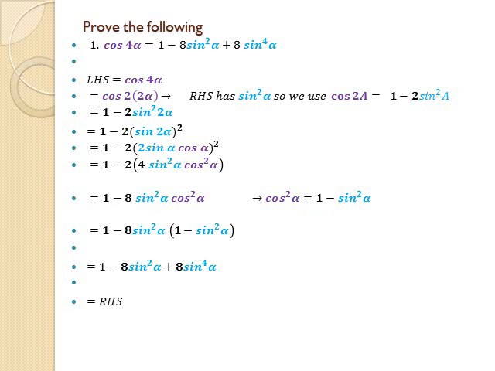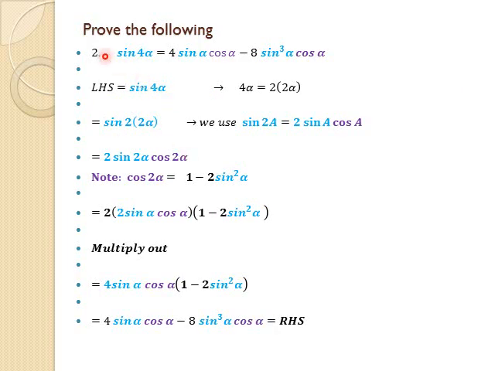Next problem. Alright, so number 2. Now we're looking at sine 4 alpha. So sine 4 alpha must equal 4 sine alpha cos alpha minus 8 sine cubed alpha cos alpha for this identity to be valid. Again, my left hand side is simply sine 4 alpha.